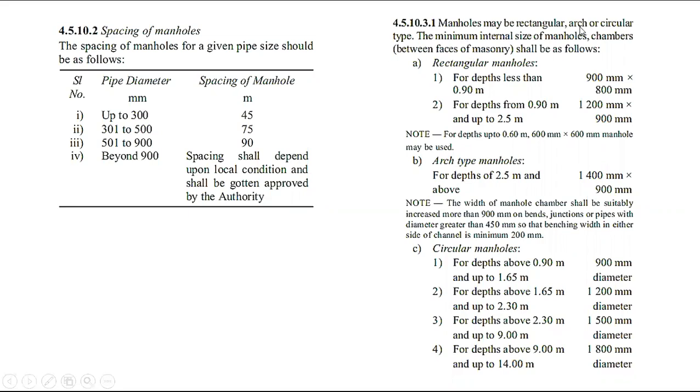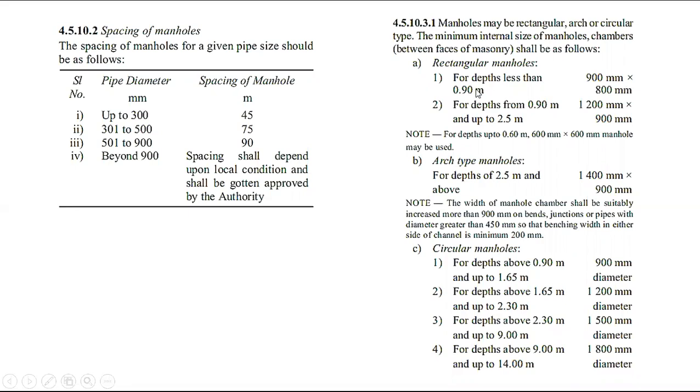The manholes may be rectangular or arc or circular type. The minimum internal size of the manhole chambers between the face of masonry shall be as follows. For rectangular manholes, if you are going to give a rectangular manhole, you don't give any rectangular manhole for a project or sewer project. Only you give round manholes. Only if you are going to give a rectangular or square manhole for the rainwater pipe or some other system, you have to follow this depth and size ratio.